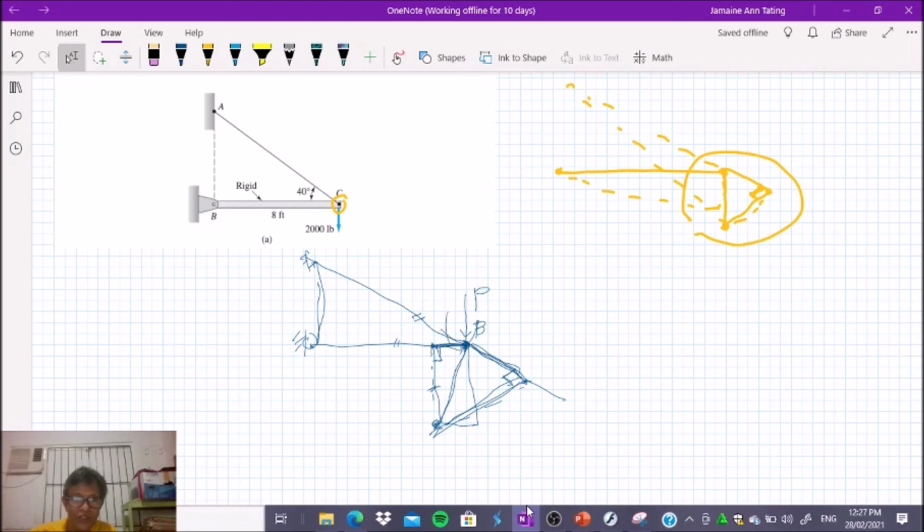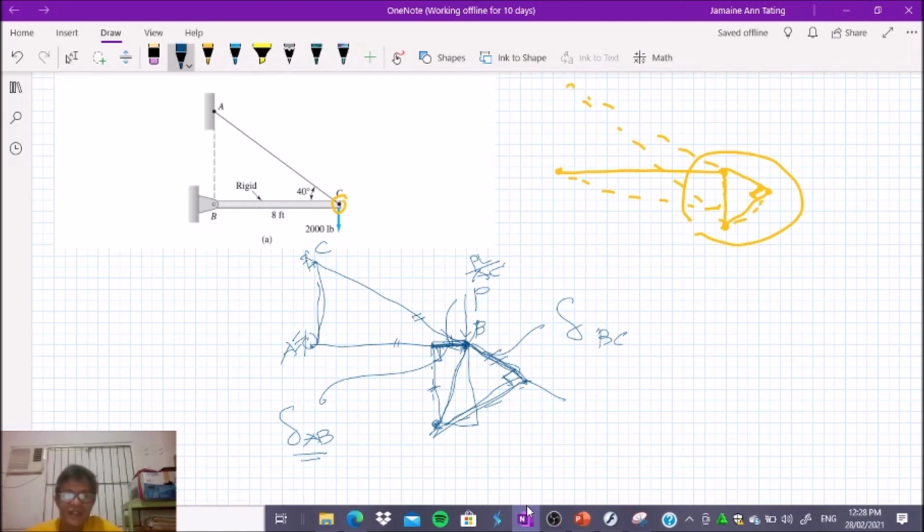Ito, makukompute mo ito using PL over AE. Makukompute mo yan, PL over AE. That is, for example, this is A and this is B, C. So, this will be the elongation ng member AB. The contraction of member AB. Ito naman is the elongation of member BC. So, ibig sabihin, given na yan. Given na yung dalawa na yan.